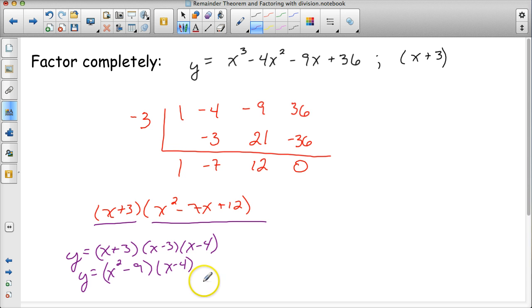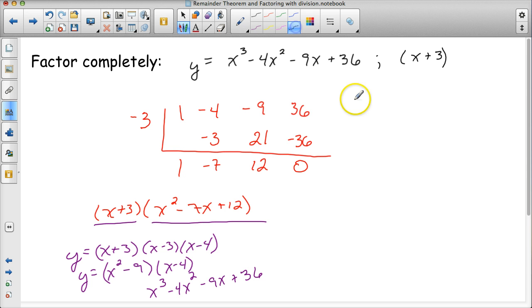When I do this, I can do that FOIL method that you like to use so often. And what I'm going to do, really, is multiply each term in the first binomial times each term in the second binomial. So x squared times x is x cubed. And x squared times negative 4 is negative 4x squared. And negative 9 times x is negative 9x. And negative 9 times negative 4 is a positive 36.